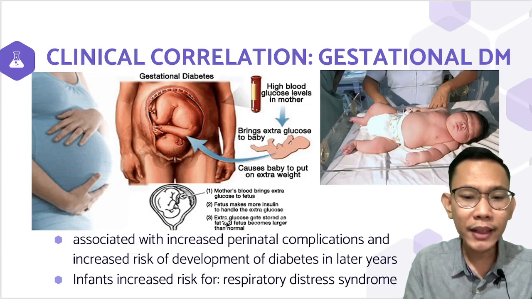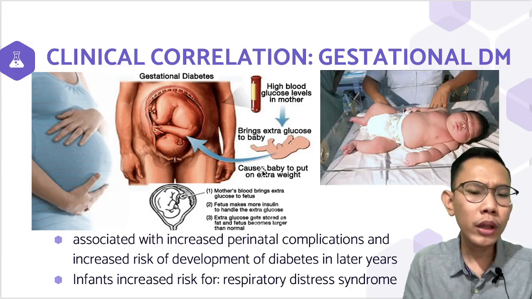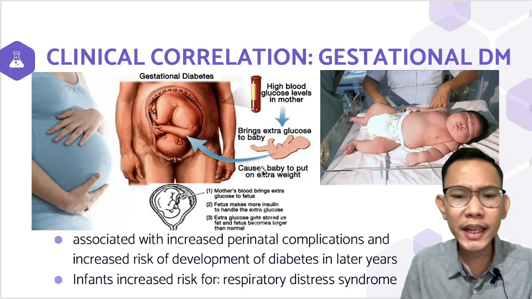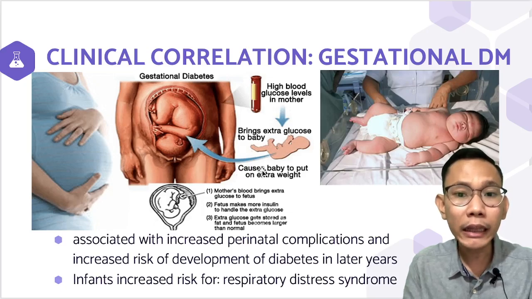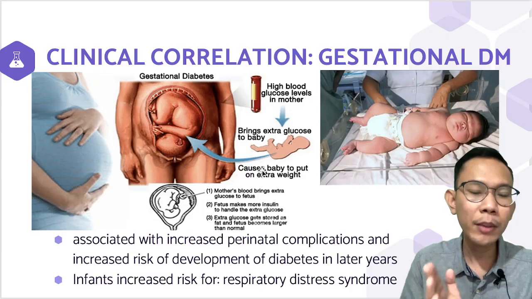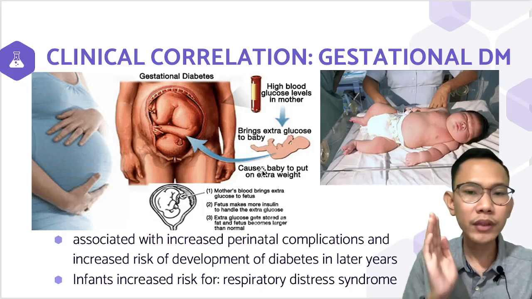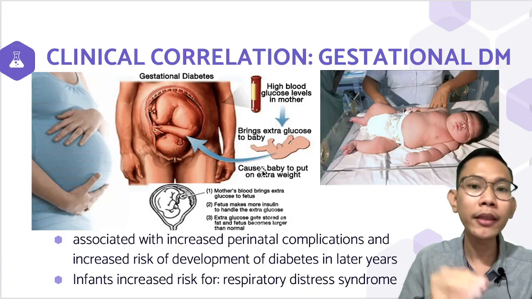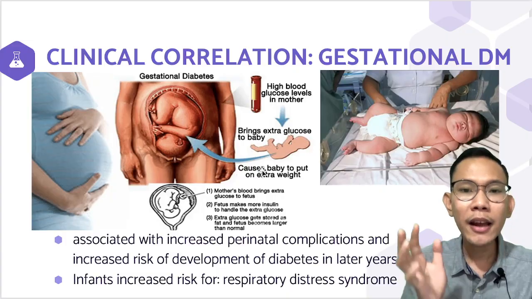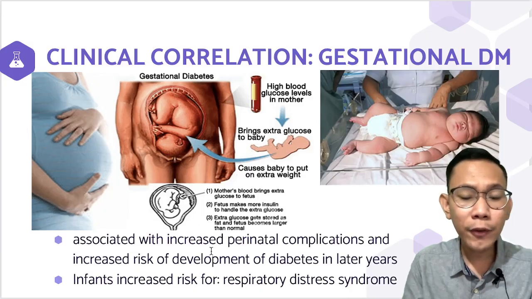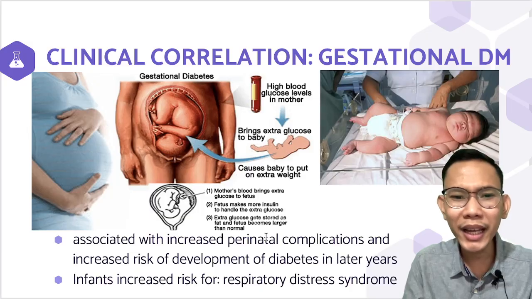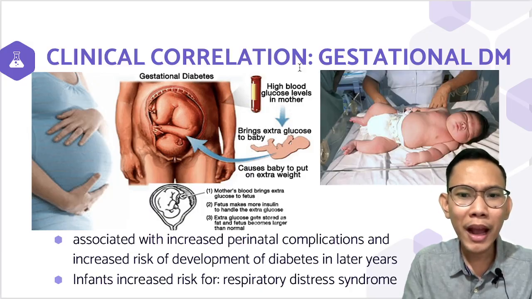So ito yung sinasabi natin. GDM is associated with increased perinatal complications and increased risk of developing diabetes in later years. So pwedeng nagkakaroon ka ng gestational diabetes during pregnancy. And again, as I said, if this is not managed correctly, then that might progress after pregnancy, after mo maanak, then that would lead to diabetes mellitus. The infant also has increased risk for respiratory distress syndrome. Kaya nga, ano nangyayari? If meron tayong GDM, high blood glucose level in the mother will bring extra glucose to your baby.